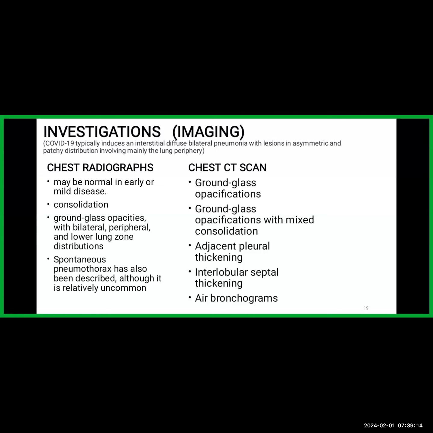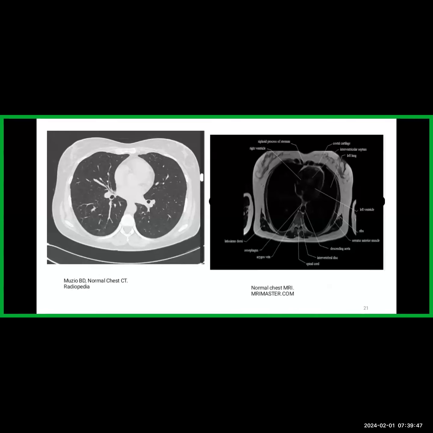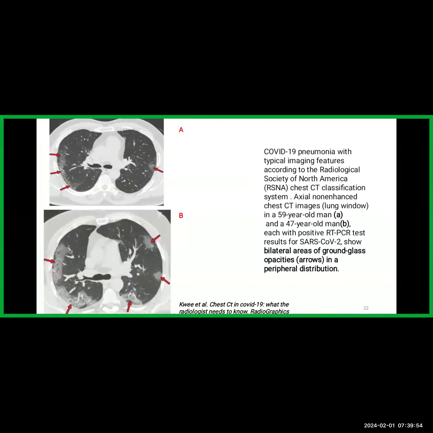The chest CT can also be done and will also show ground glass opacification with mixed consolidation, adjacent pleural thickening, interlobular septal thickening, and air bronchogram. This picture on the left of the screen is the normal radiograph. On the right, you see peripheral opacities and ground glass opacification on the periphery, and you can see the lower lung zone mostly affected. This is a CT scan, a normal CT scan. So in COVID, this is what you could find. The arrow shows ground glass opacification mainly around the periphery.